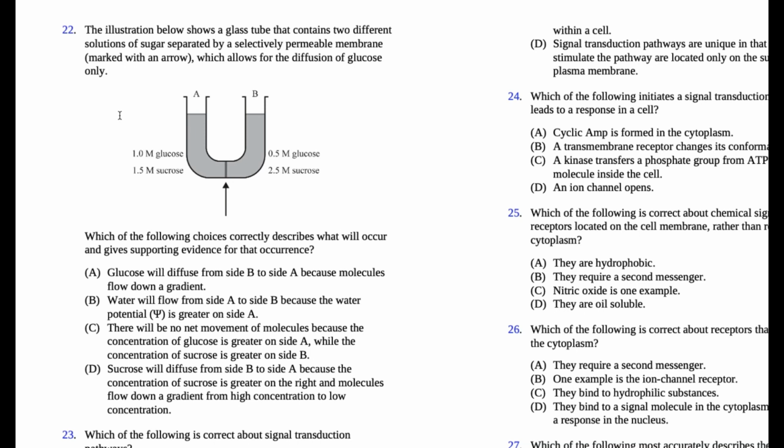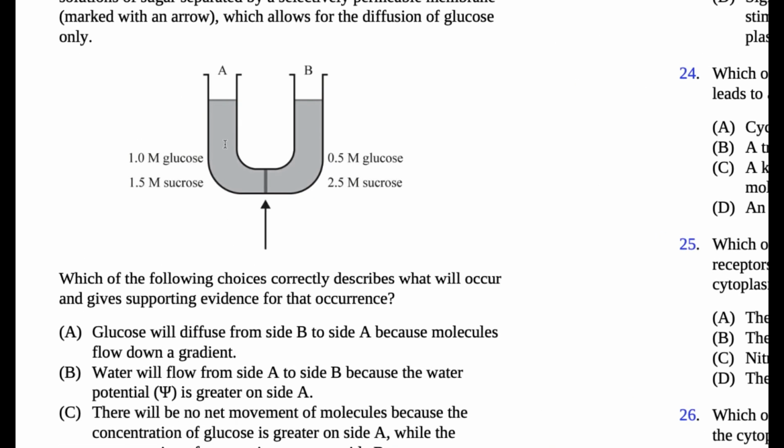So you can see that here the overall concentration of sugar is higher in B, right? So you see here that the water potential of side A will be higher than side B because the concentration of sugar is higher in B. We have 3 moles per liter here, and here we have 1 plus 1.5 is 2.5, but 3 is larger than 2.5. So you can easily see that B is our correct answer.